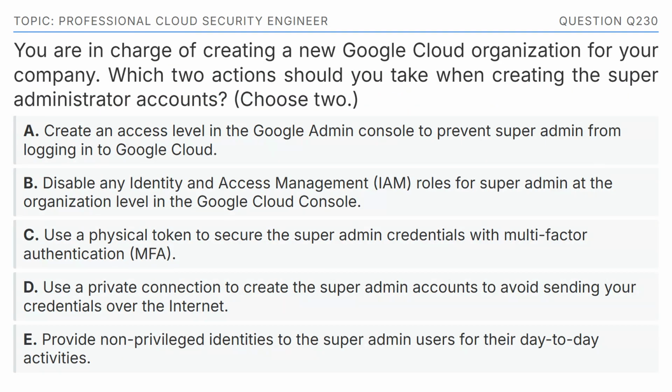You are in charge of creating a new Google Cloud organization for your company. Which two actions should you take when creating the super administrator accounts? Choose two. The options are: Option A, create an access level in the Google Admin Console to prevent super admin from logging in to Google Cloud. Option B, disable any identity and access management (IAM) roles for super admin at the organization level in the Google Cloud Console. Option C, use a physical token to secure the super admin credentials with multi-factor authentication (MFA).